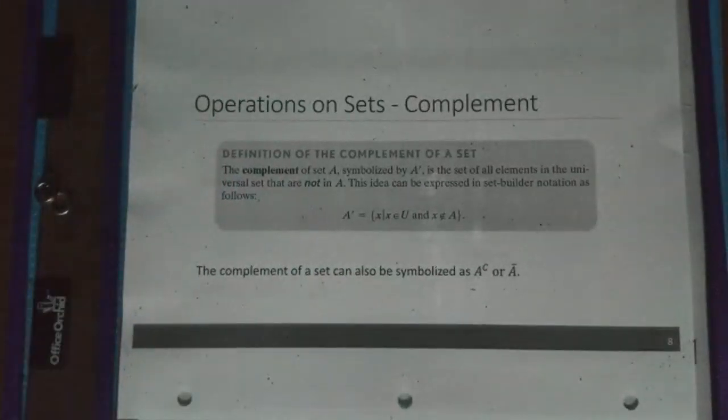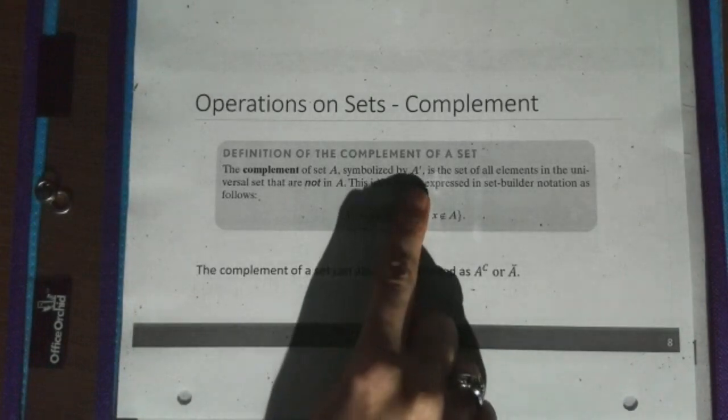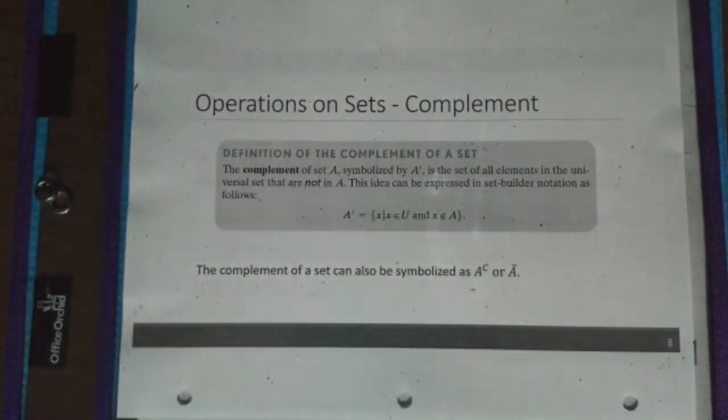So now that we have some of our vocabulary about sets, we're going to start doing things with sets. We're going to start with a complement. The complement of set A, symbolized by A with an apostrophe after it, or A prime, is the set of all elements in the universal set that are not in set A.